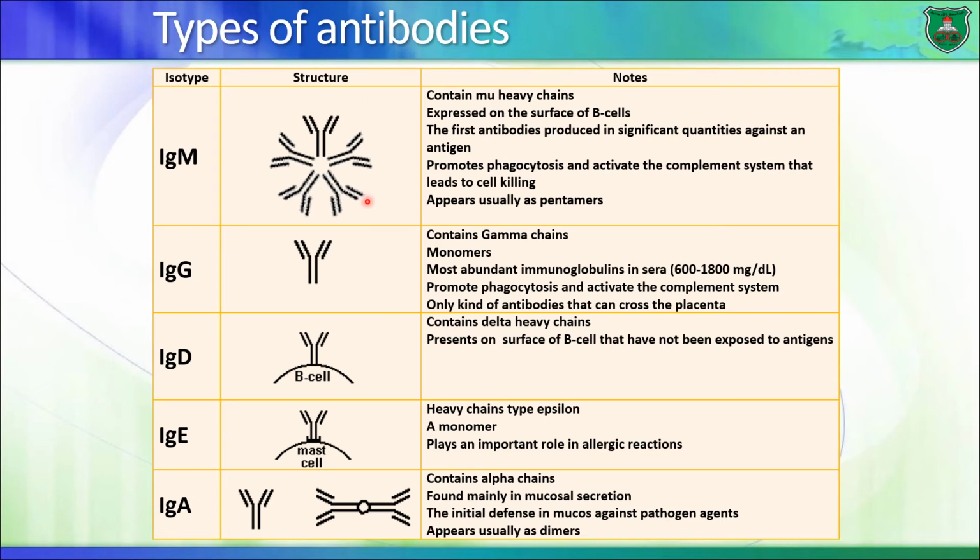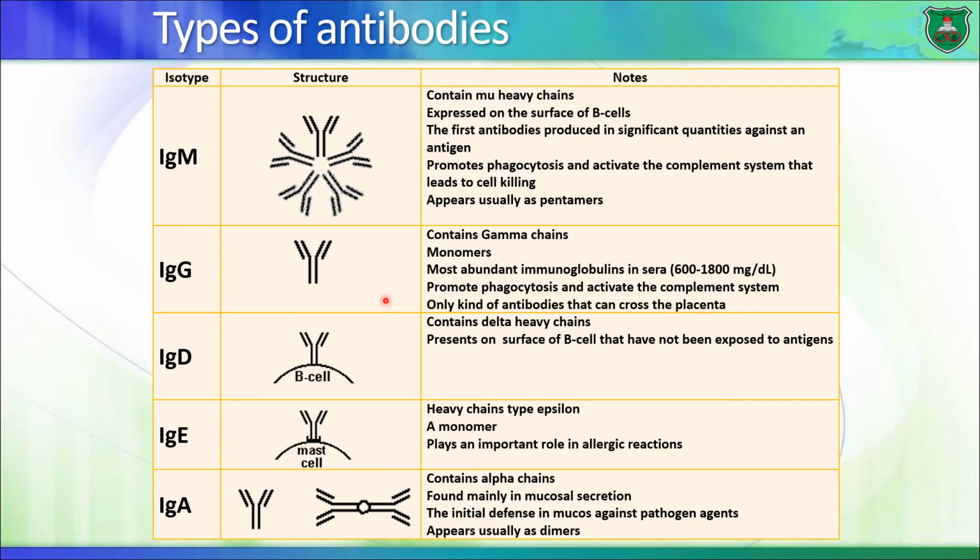So this pentamer, by the way, can bind to 10 different antigen molecules because each one of them contains 2, right? So you have 10 sites where antigens can bind to. Now, class switching takes place, and B cells start to produce the IgG from the gamma exon, and IgGs are monomers. They are the most abundant immunoglobulins in serum, and they promote phagocytosis as well as the complement system, and it's the only kind of antibodies that can cross the placenta.